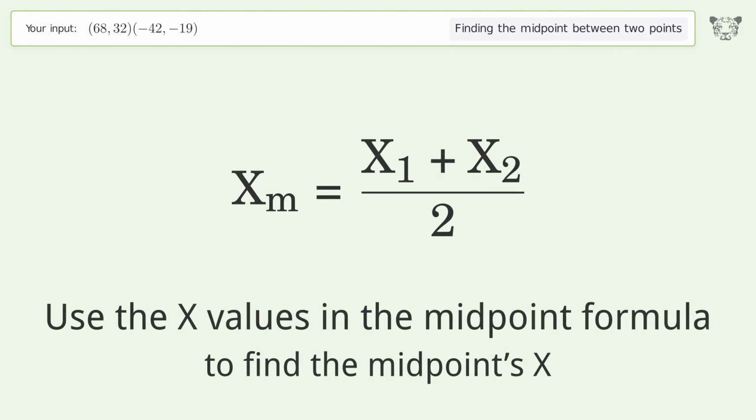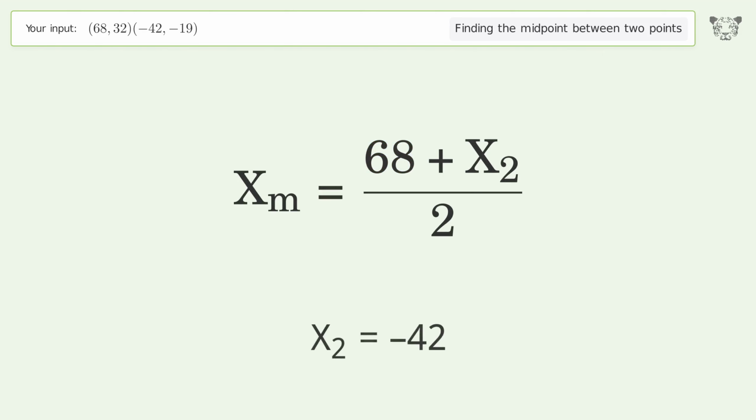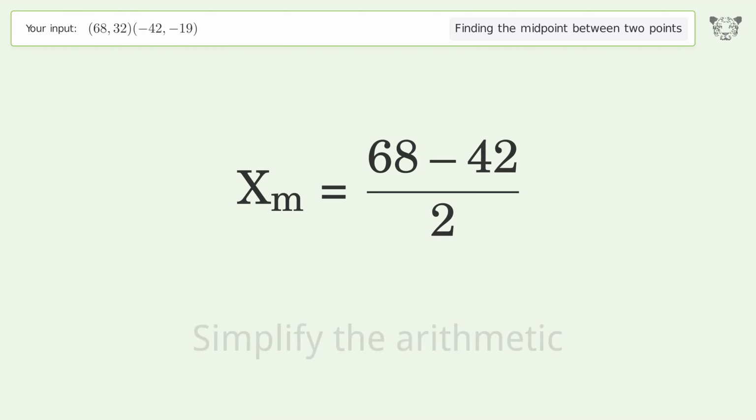Use the x values in the midpoint formula to find the midpoint's x. x1 equals 68. x2 equals negative 42. Simplify the arithmetic.